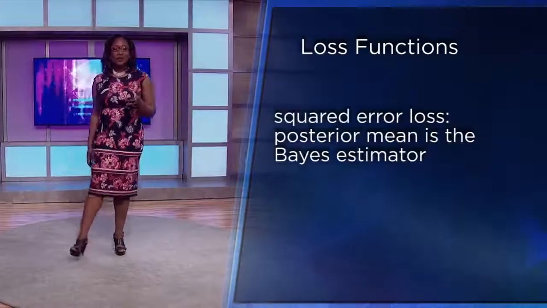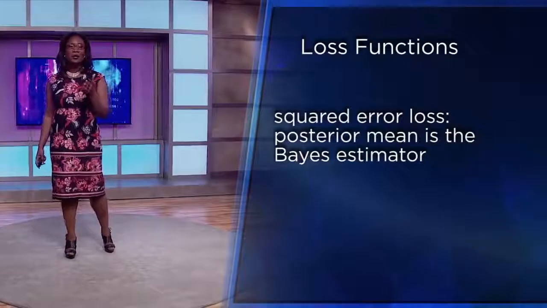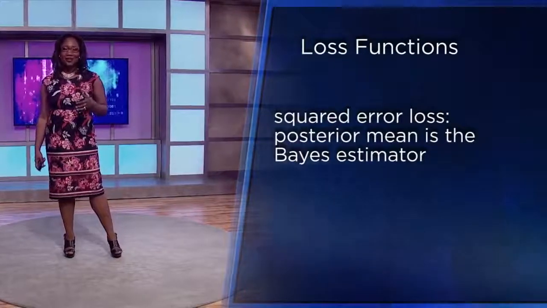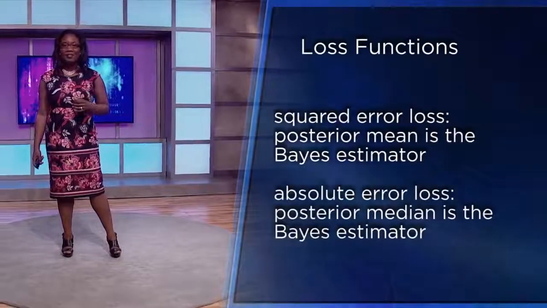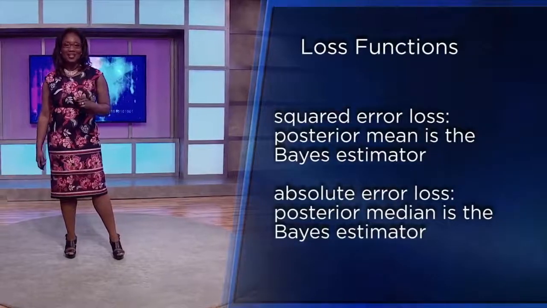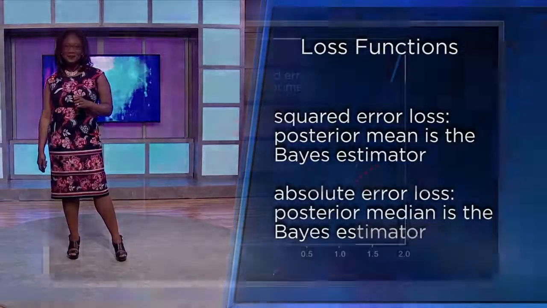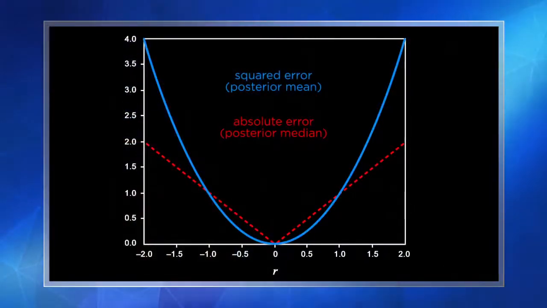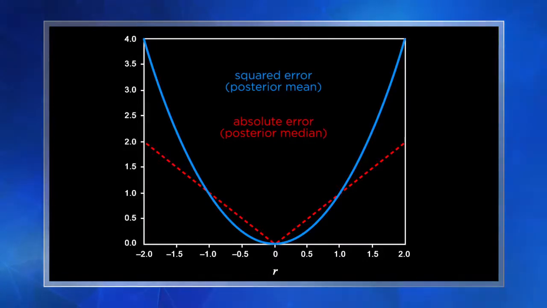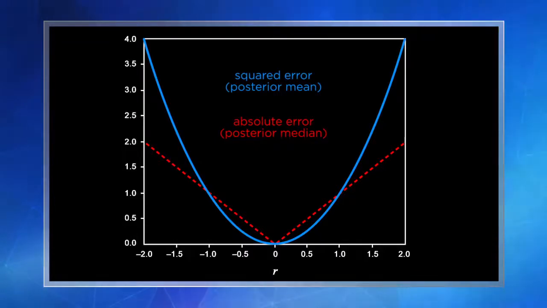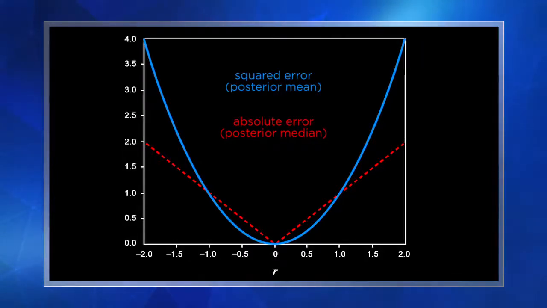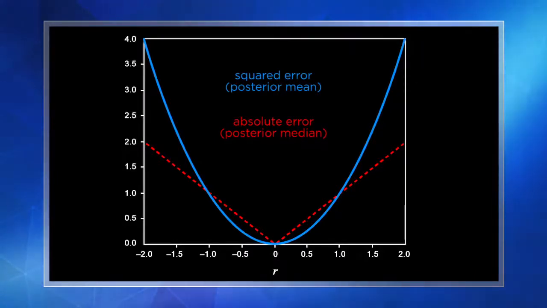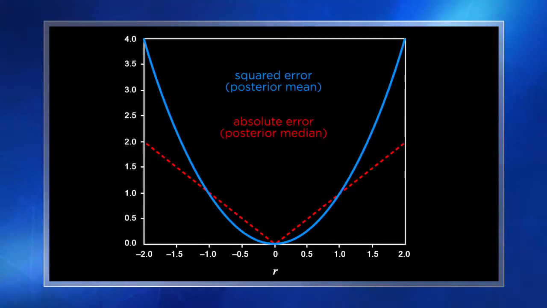Now for the squared error loss, the posterior mean is the Bayes estimator. And for the absolute error loss function, the posterior median is the Bayes estimator. Check out this graphic where we've got the absolute error in red and the squared error in blue. Depending on where your data fall along the x-axis, the squared error is the lowest or the absolute error is the lowest. So this is why you get to pick. There's not a uniform estimate that's always going to be best.